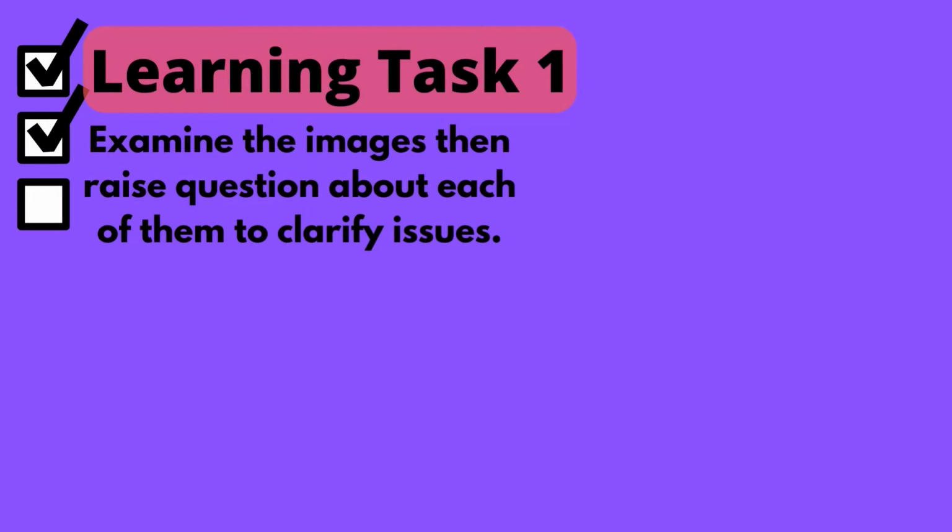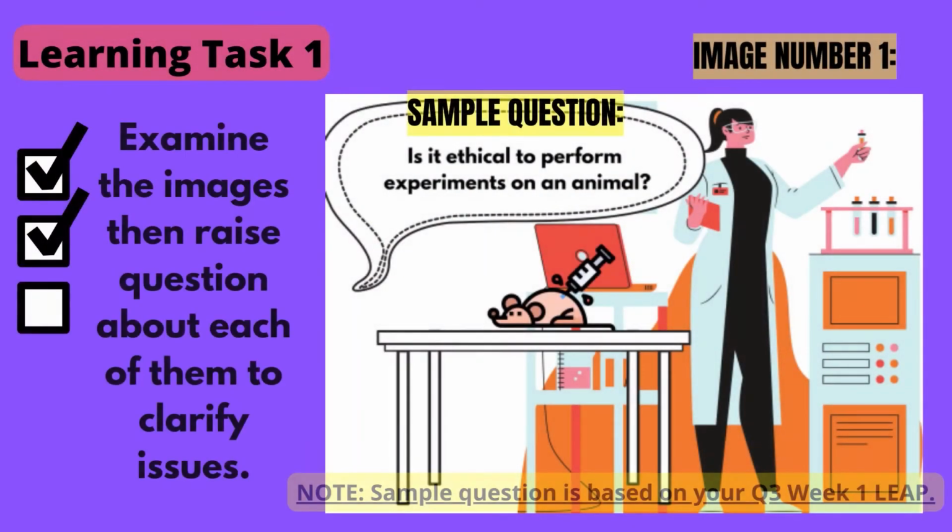Now, get your pen and paper or answer sheet and do your learning task 1. Examine the 3 images, then raise or write questions about each. This is image number 1, and the sample question is: is it ethical to perform experiments on an animal? Now, it is your turn to raise or form any question that is relevant to the image.